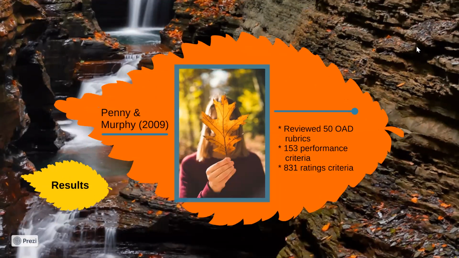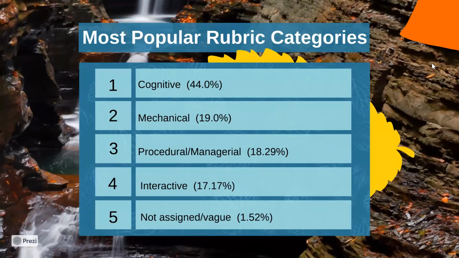Andrew? Okay. So next I'm going to briefly explain some research by Penny and Murphy. They reviewed 50 online asynchronous discussion rubrics, and found 153 different performance criteria and over 831 rating criteria. So there was quite a broad range of different things included in these rubrics.